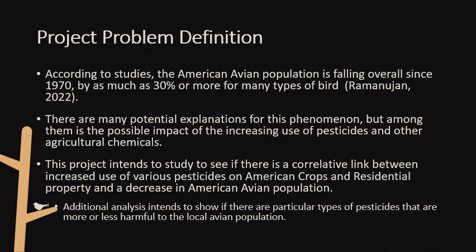But among those possible causes is a question to be considered. Is there any possible impact of the ever-increasing use of pesticides and other agricultural chemicals feeding through and impacting the bird population? So this project, as stated, intends to study, is there a direct correlative link between increased use of various pesticides on the crops in the United States and a decrease in the avian population? Additionally, we are going to try to focus a little and see, are there particular types of pesticides that are more or less harmful to the local avian population?